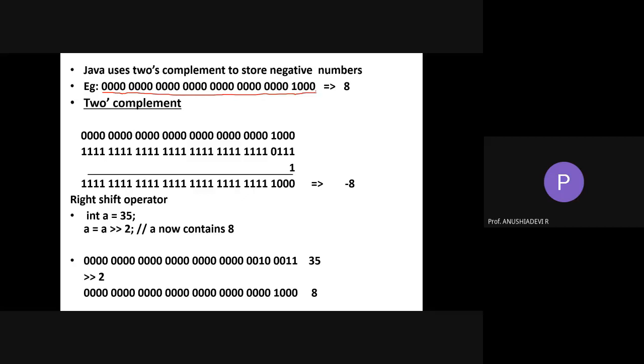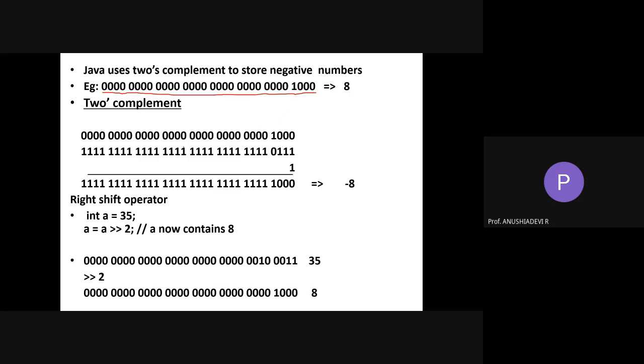So to represent the number 8, I need 32 bits, and this is the binary representation of 8. So 2 power 0, 2 power 1, 2 power 2, 2 power 3, so 2 power 3 is 8. This is the binary representation of 8. I want to represent -8, which means I have to take the 2's complement of this binary number. So what does 2's complement mean?